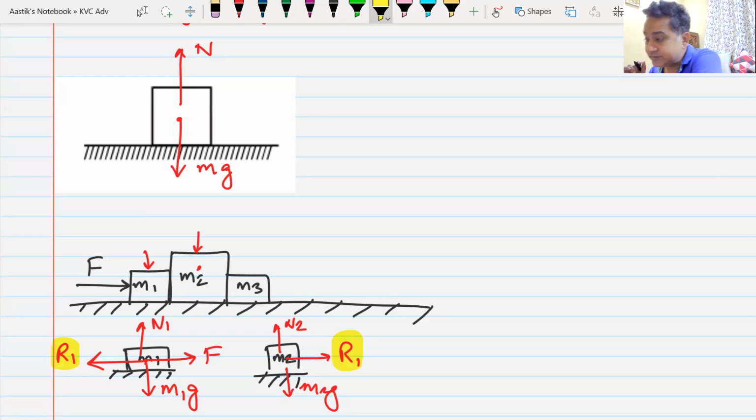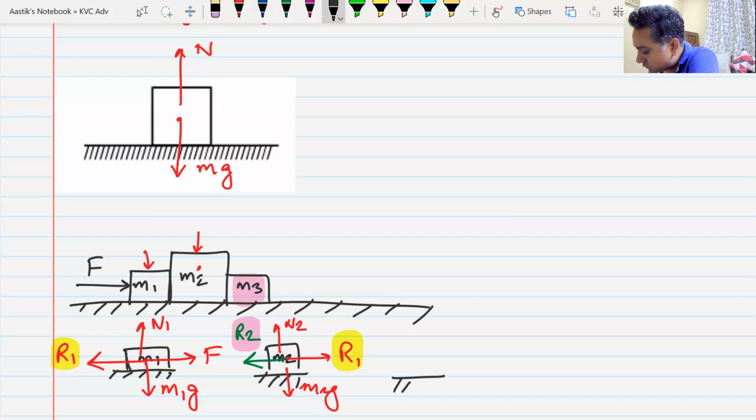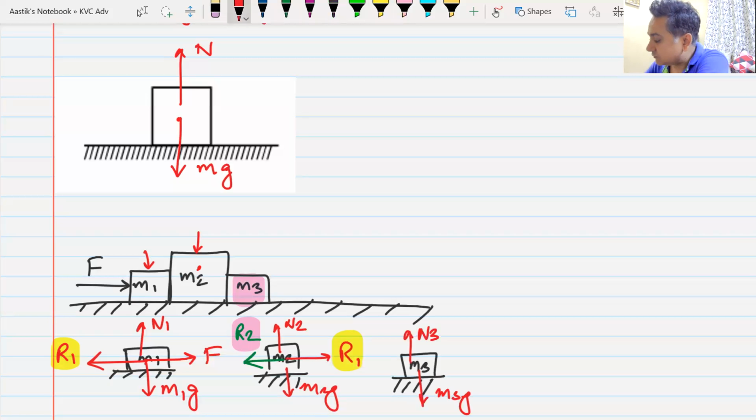Is there any other force still acting on this block? There is one more force acting on this block, which is R2. This R2 is applied by M3 on this. So now I move on and draw the free body diagram of the third block. M3g downwards. N3. Is there any other force? And there would be this force R2, which is coming from M2. Do we understand this? Yes, sir.